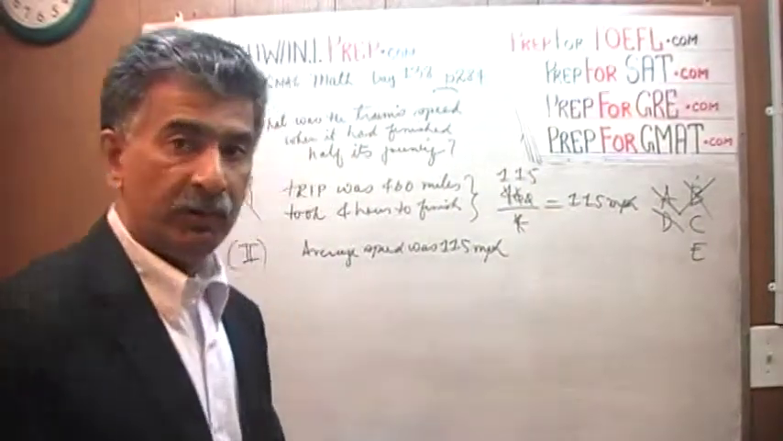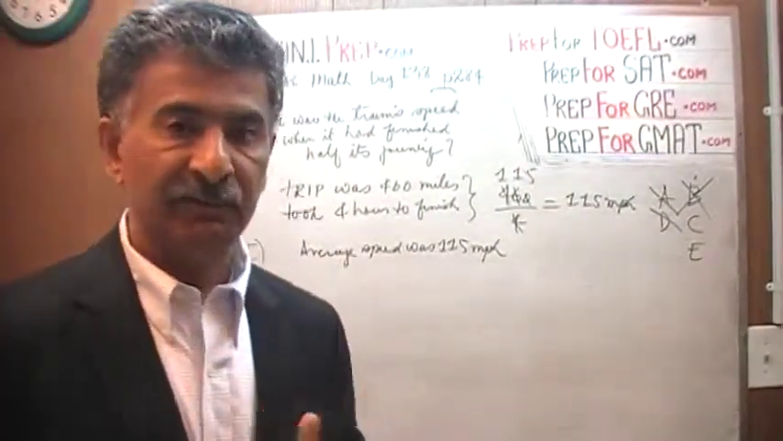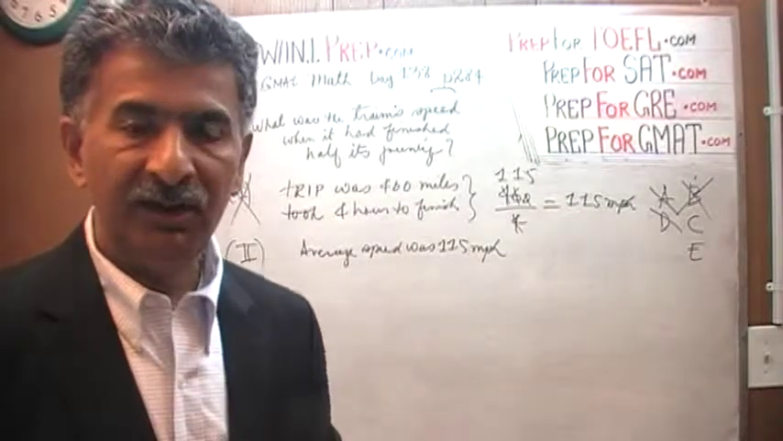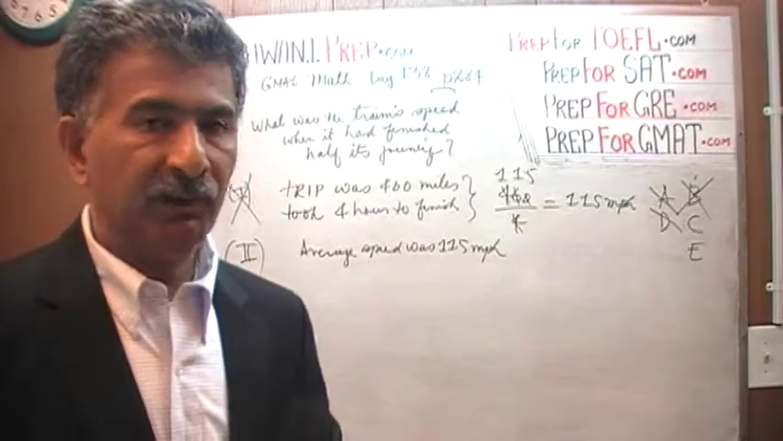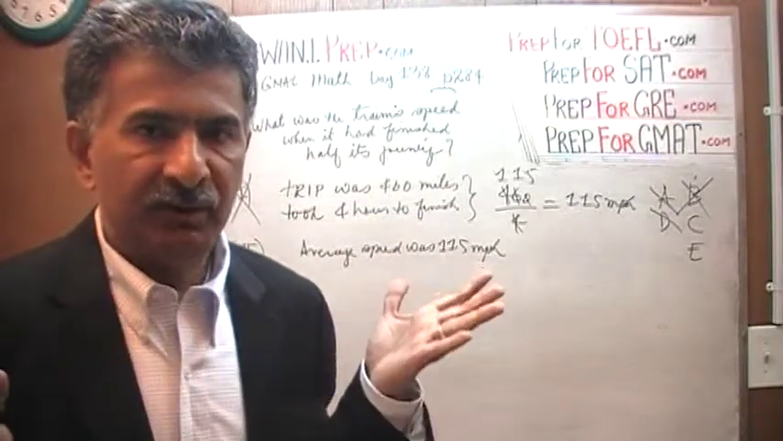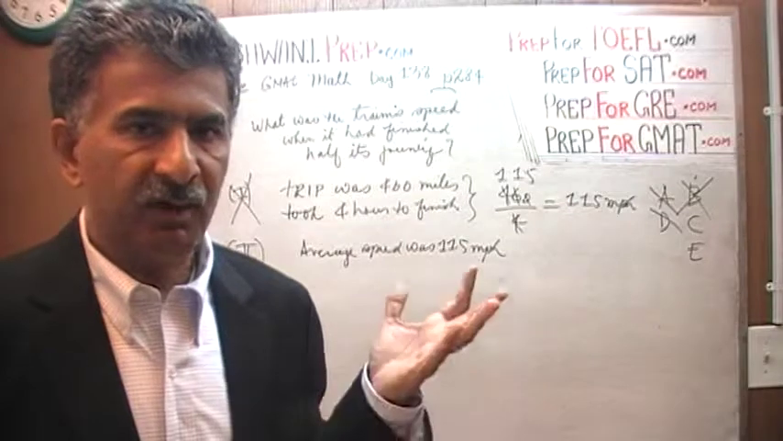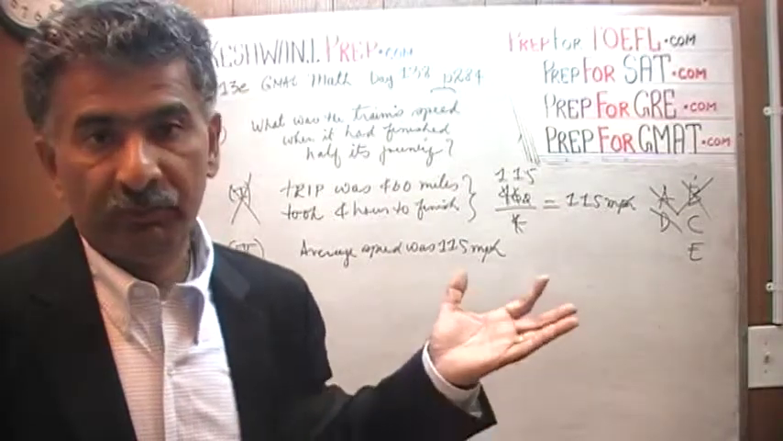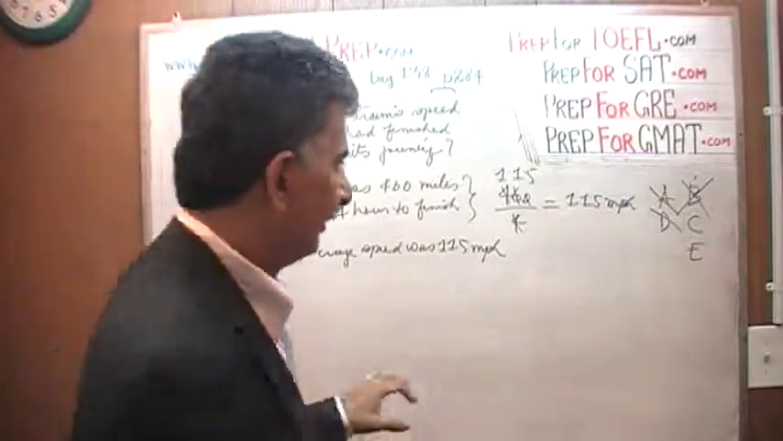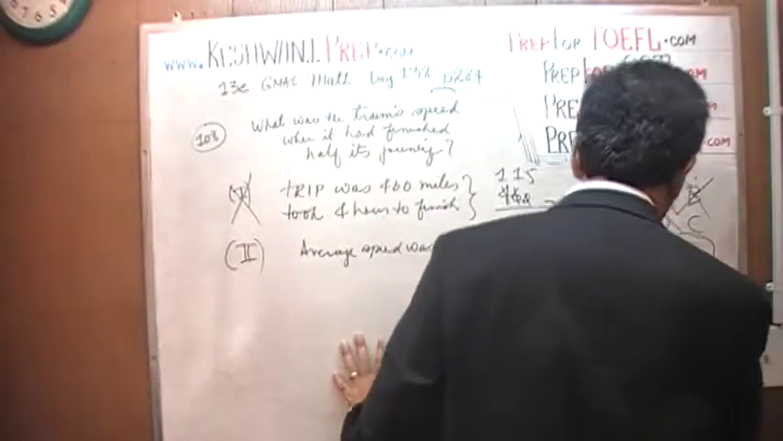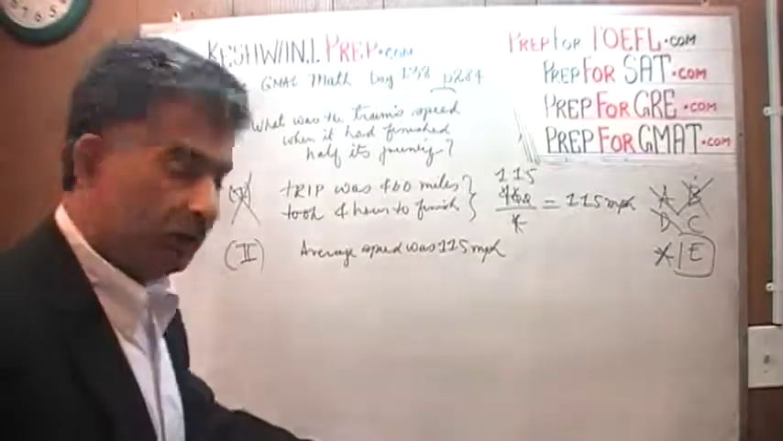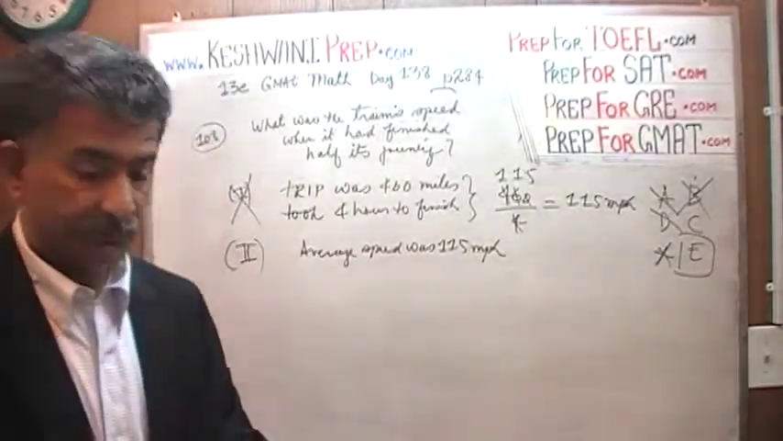Now, ordinarily, we would put the two statements together to see if we get someplace. But here, putting the two statements together is futile, because the two statements are telling us the exact same thing. Both statements tell us that the average speed of the train was 115 miles per hour. Putting the two statements together is a duplication of this information. It's not going to get us anywhere. The answer is E. Putting it together would be an exercise in futility.